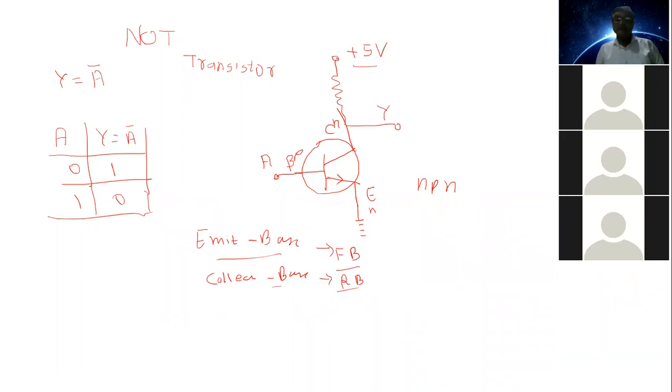Suppose we have given zero, that means low voltage to the base. Base is of P type. If a P type region is given high voltage, it turns on. But we gave zero voltage, so can this emitter base junction be forward biased? Yes or no?